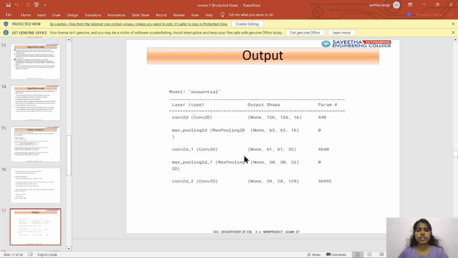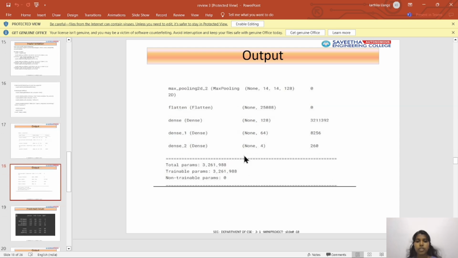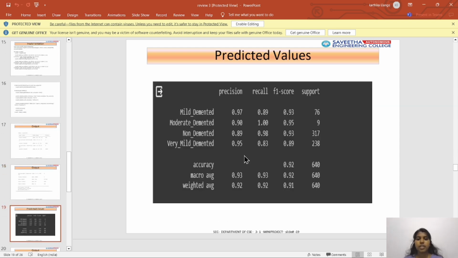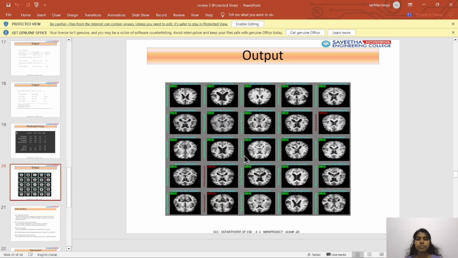And this is the sample output, the predicted values.